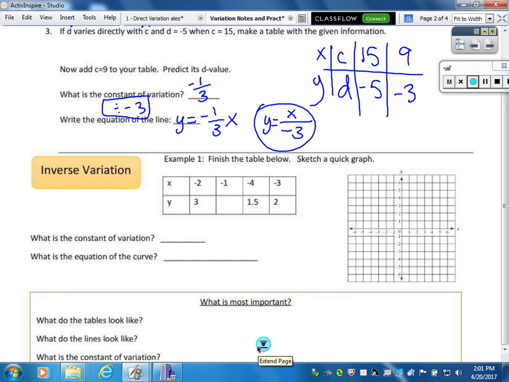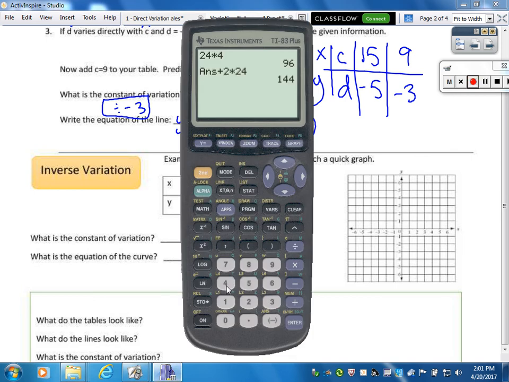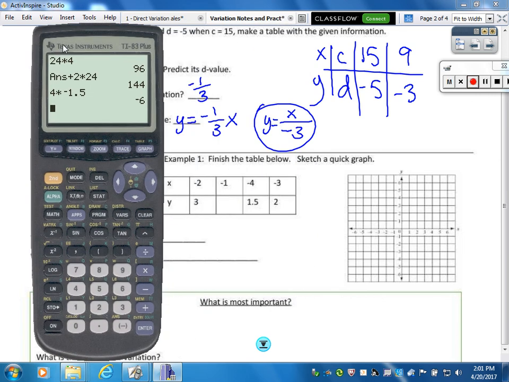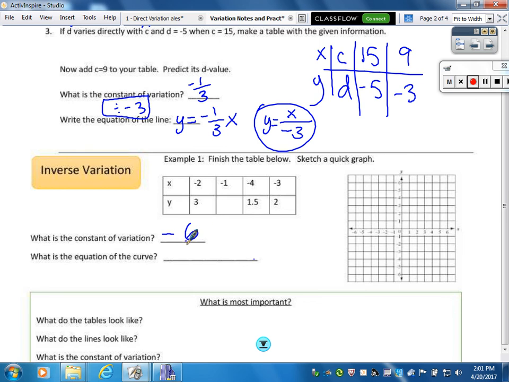Negative 2 times 3 is negative 6. We don't know this one. Let's try 4 and negative 1.5. So 4 times negative 1.5, oh, that's negative 6 as well. And one more check. Negative 3 times 2 is also negative 6. So our constant must be negative 6.